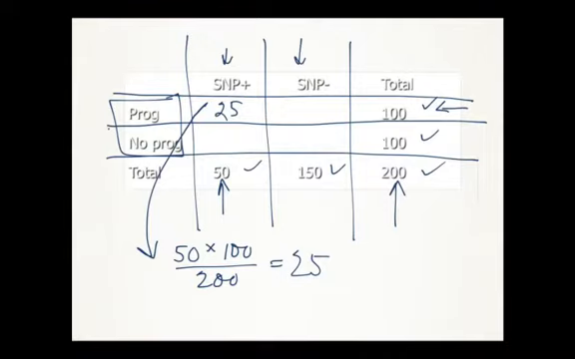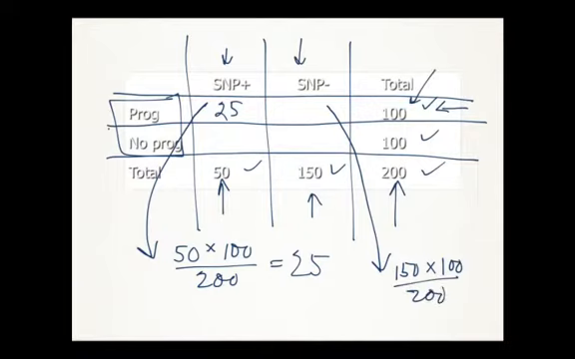Similarly, I could do the analogous calculation for this cell, and it would look something like this. I would take 150, which I've gotten from here, times 100, which again I got from here, divided by 200, which is the total sample size, and that turns out to be 75.